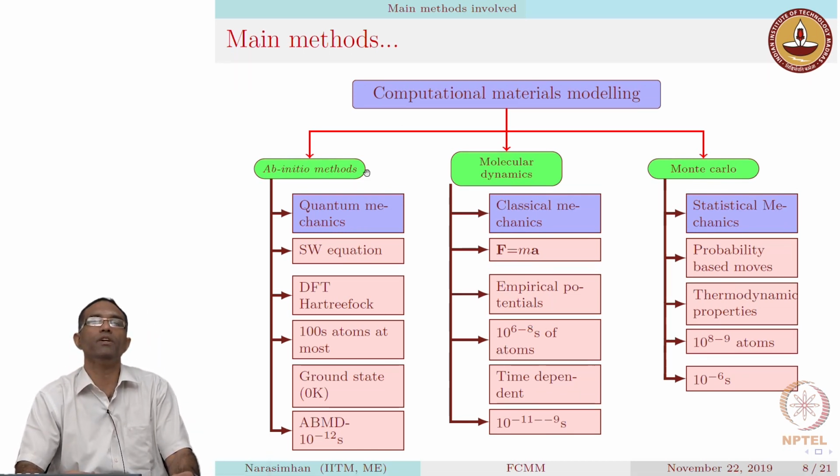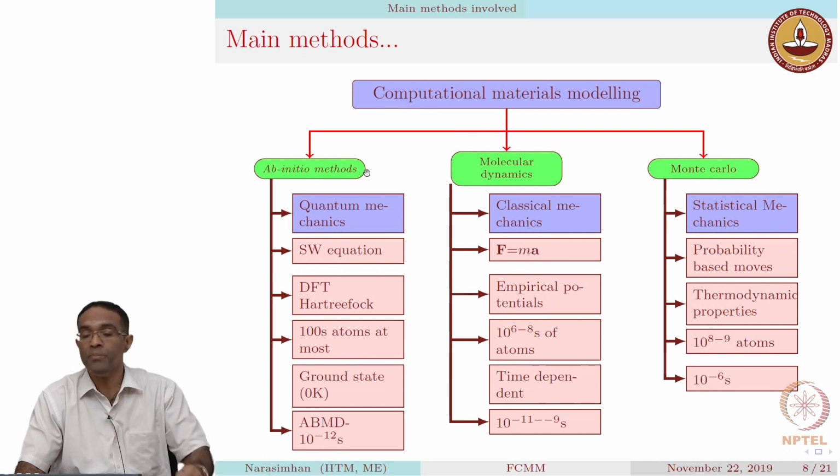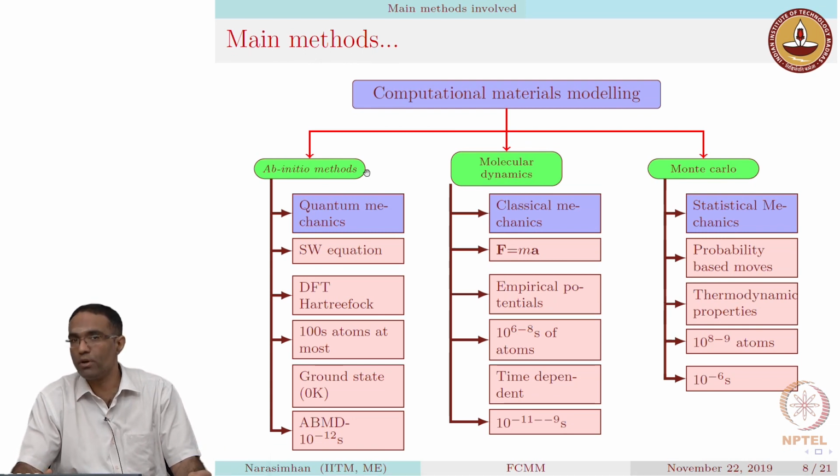Because we don't have electronic degrees of freedom associated with molecular dynamics simulations in general, and we are solving the classical Newton's equations, it is possible for us to deal with a huge number of atoms. For example, people have done simulations from 1 million to 100 million atoms using molecular dynamics simulations.